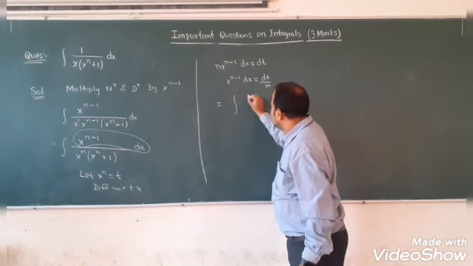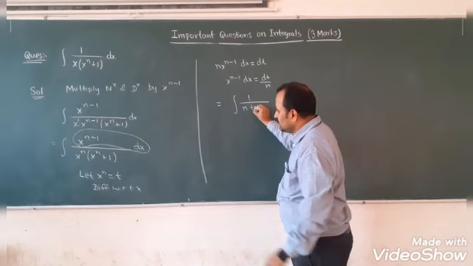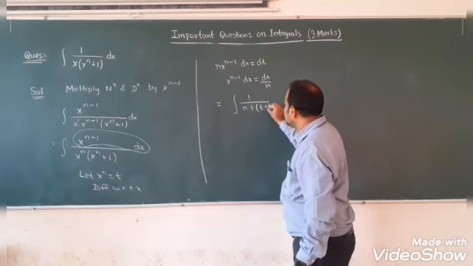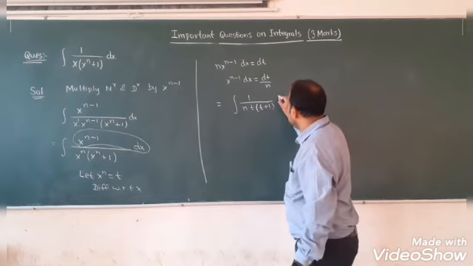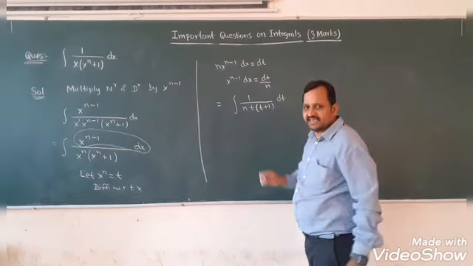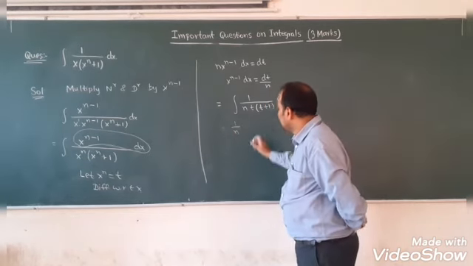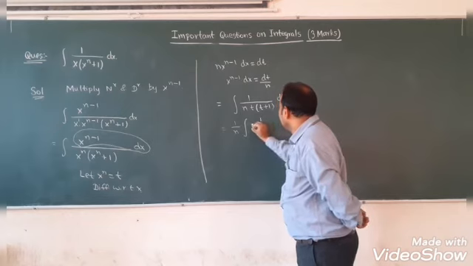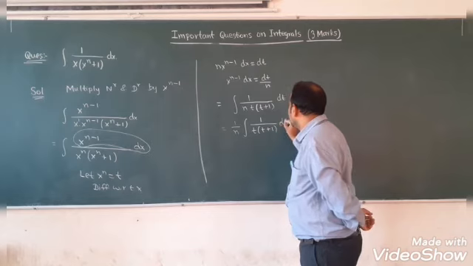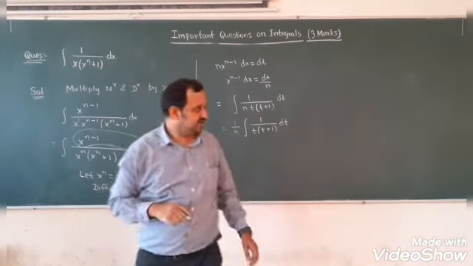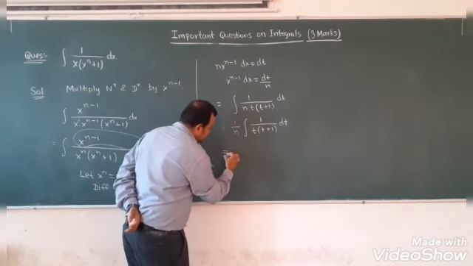So here 1 by n will come. Now x to the power n is t, and this is t plus 1, right? And this is nothing but dt. Now n is constant, so 1 by n will come outside. This becomes 1 by t into t plus 1, dt. We can apply partial fraction here, but partial fraction is also not required.